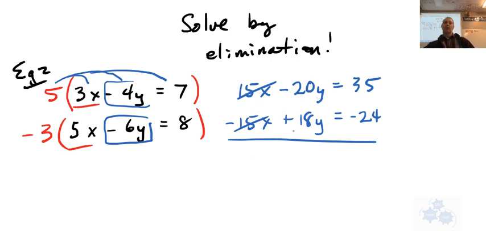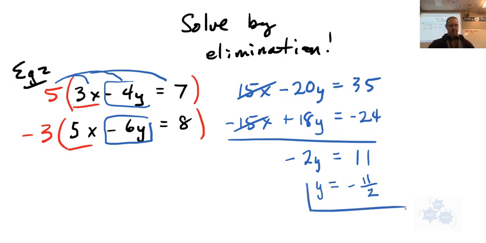Negative 20y plus 18y is what? Negative 2y. Very good. And what is 35 plus a negative 24? Positive 11. Okay? Good. So now for this y value, we have negative 11 over 2. So that's not a real friendly, integer value, but that's what we get. Now, did we do all that right? Okay. So the final step in determining our other value is to plug this into one of the original equations.